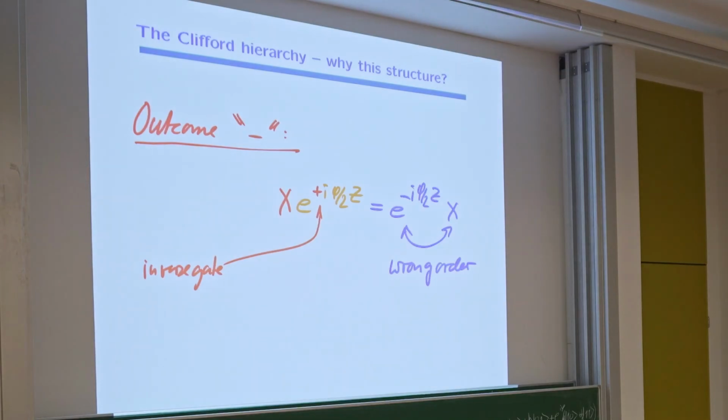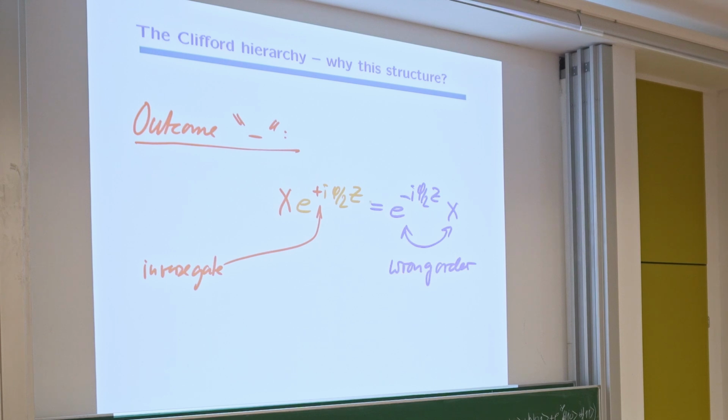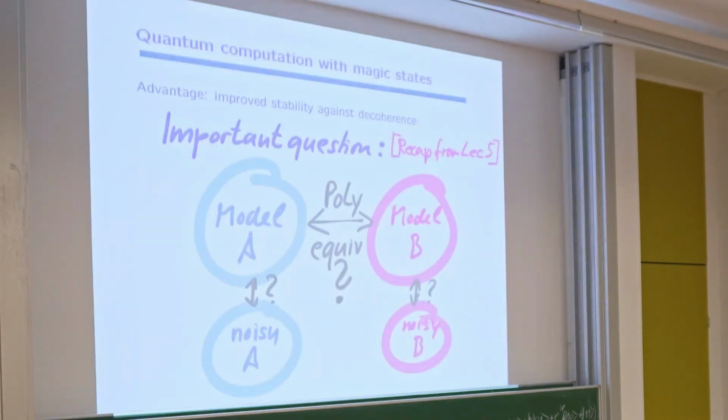Good. So basically, why does this structure come up? The reason it comes up is that either you have the wrong sign, probabilistically, in your unitary, or you have the Pauli correction and the unitary in the wrong order. That is the reason why all this complication arises. Okay, and that shall suffice for the Clifford hierarchy.